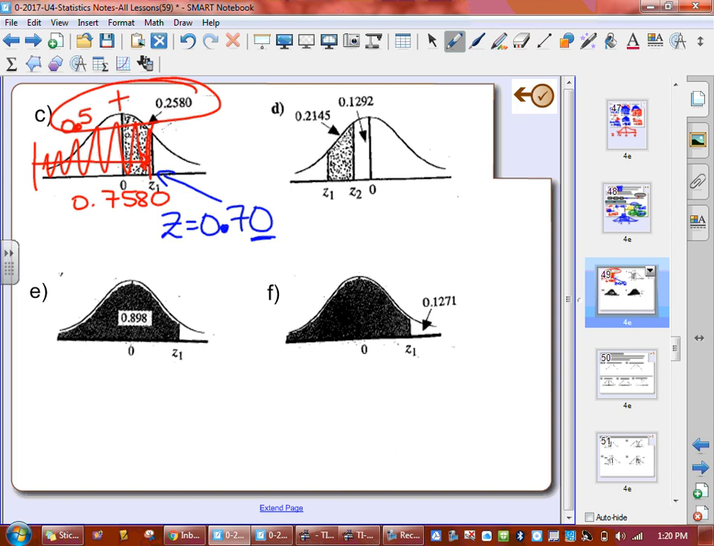Letter D, we have 2 z-scores to find. When we've got 2 z-scores to find, we need to find the guy on the left first. So the way to find the guy on the left first, why do you think they gave us this part here that I'm shading? Why did they give us that?